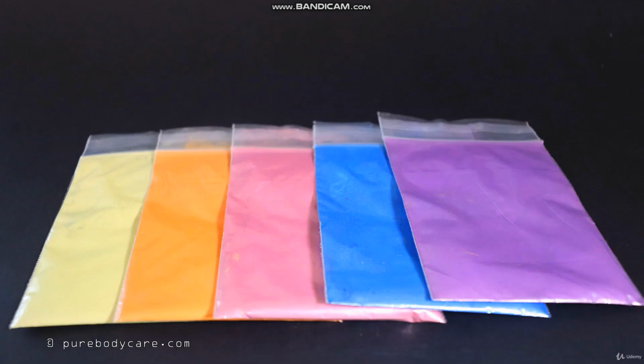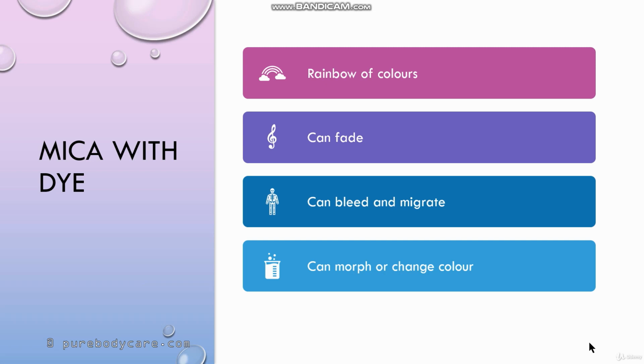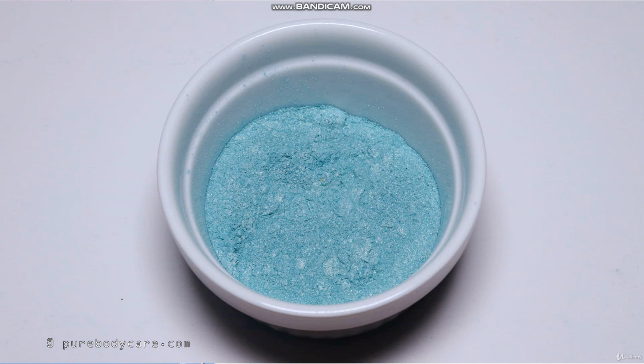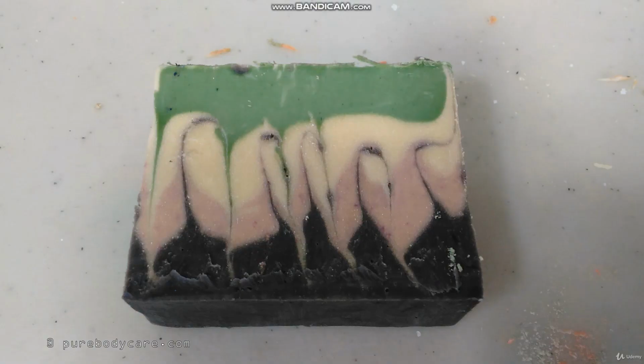Micas coloured with dye produce a whole rainbow of colours. However, they can fade, bleed and migrate. They can also morph and change colour. Check with your soap supplier to see if this happens with the colour you're buying. I used this lovely turquoise mica in my design, only to find that it had turned into a wishy-washy purple by the next day. I was very disappointed.